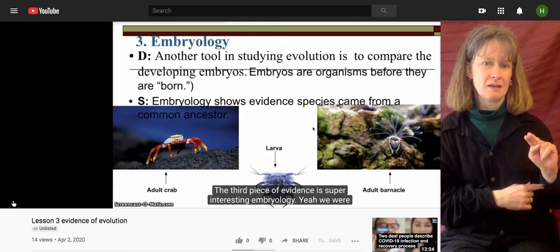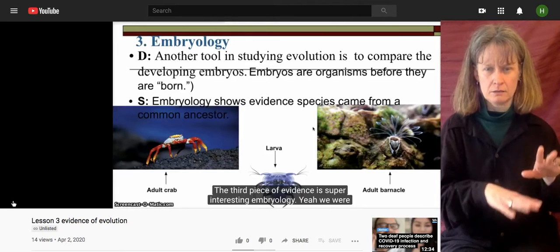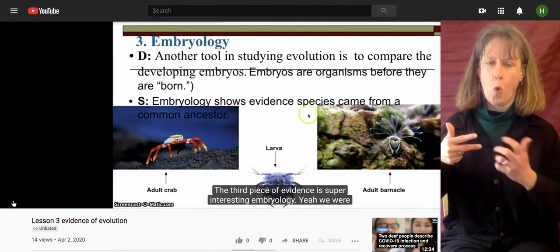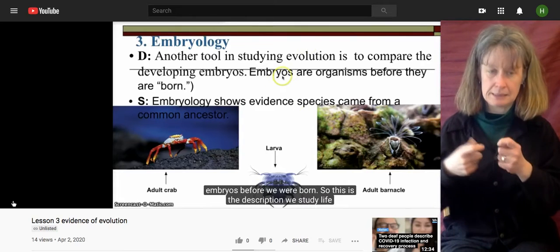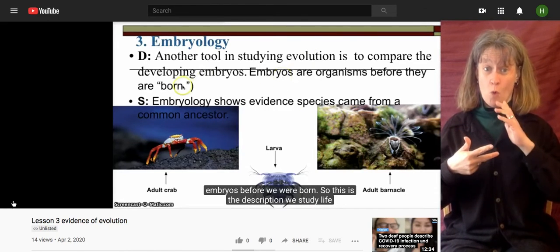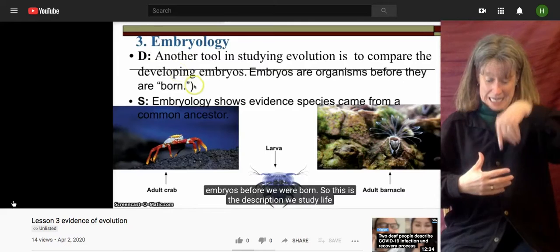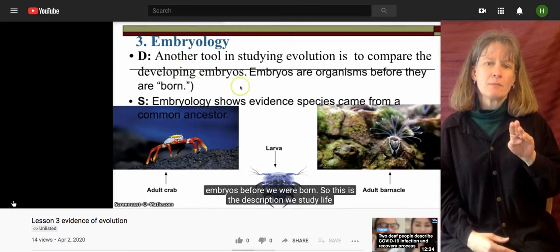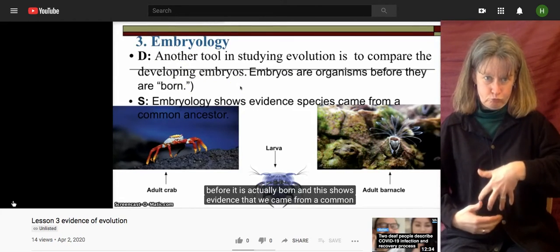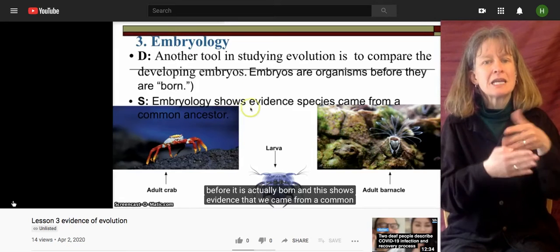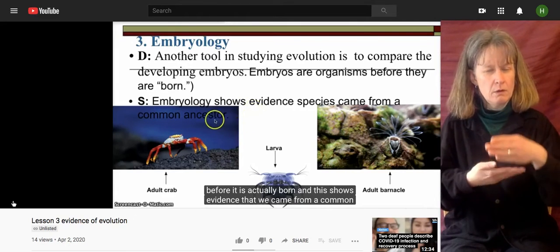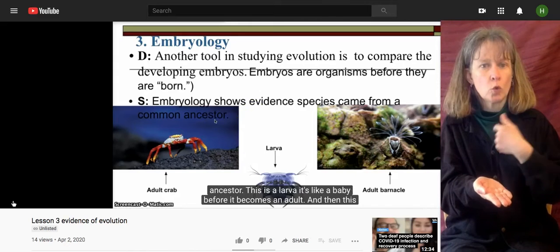The third piece of evidence is super interesting, embryology. We were embryos before we were born. So this is the description. We study life before it is actually born, and it shows evidence that we came from a common ancestor.